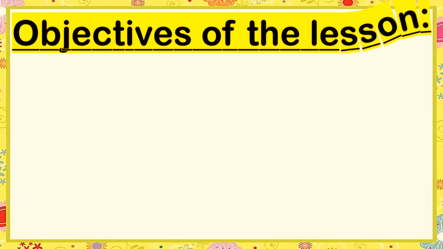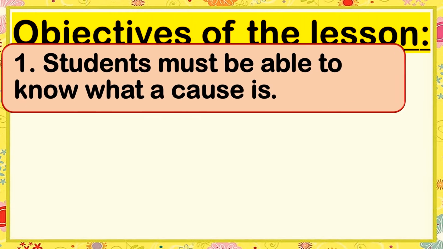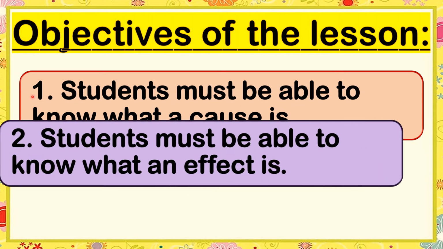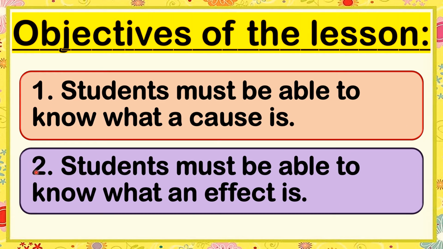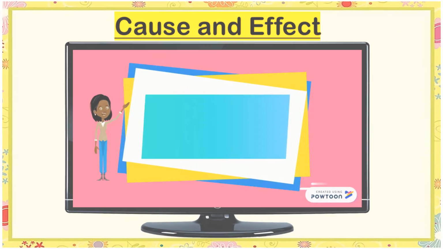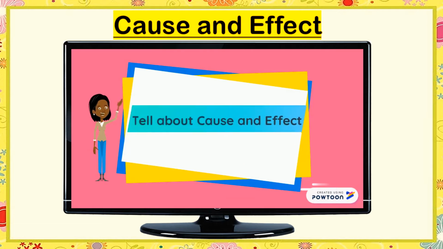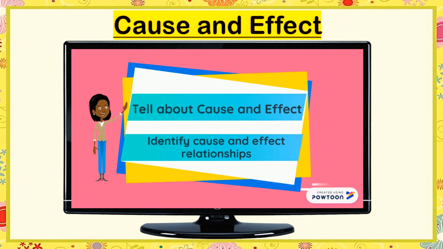Class, for this week, the objectives of the lesson are the following. The first one, students must be able to know what a cause is. And the second one, students must be able to know what an effect is. So cause and effect, there is a relationship between these two words, and that is what we are going to talk about. You'll be able to tell about cause and effect and identify cause and effect relationships.